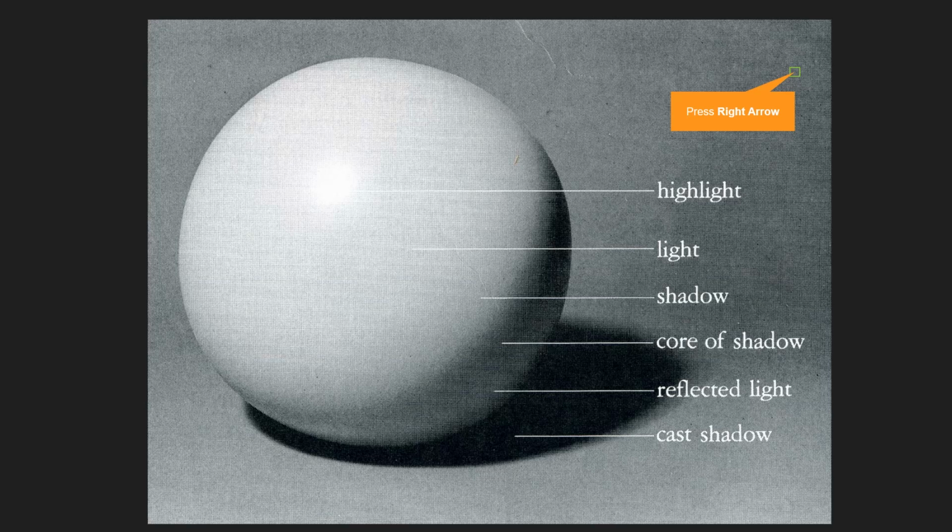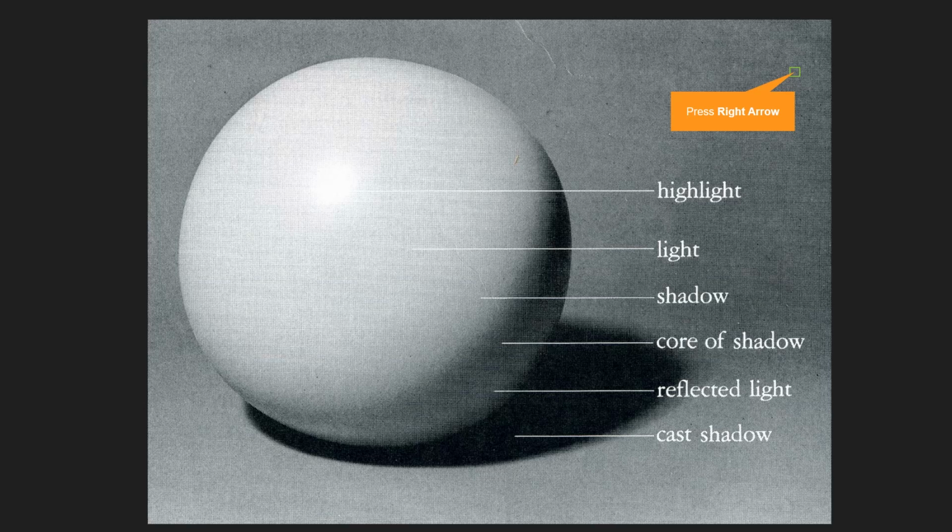Looking at the sphere here, you have on the sphere, the darkest dark is what's called the core shadow. So the core shadow is this kind of crescent shaped dark area, and it's going to be the darkest thing on the sphere itself. Then you have your regular shadow, and you're transitioning to the light as you move to the left and up.